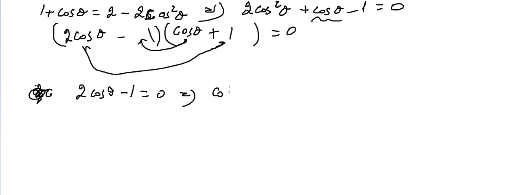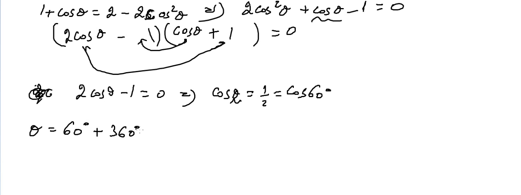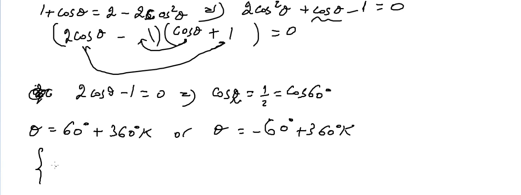This means cosine theta is equal to half, which is equal to cosine 60, right? Cosine 60 degrees is half. So either theta equal 60 degrees plus 360 degrees K, or theta equal minus 60 degrees plus 360 degrees K. If K is 0, theta is acceptable as 60 degrees, because it is between 0 and 360 in this exercise. If K is 1, it exceeds. If K is minus 1, we are below 0, so not acceptable. Here, if K is 0, minus 60, not acceptable. If K is equal to 1, 360 minus 60, 300 degrees is an acceptable value.